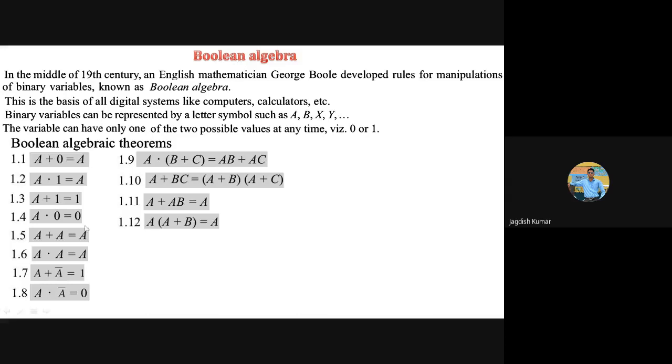Another theorem, the same theorem actually, where we change OR with AND and AND with OR. What will be the resultant? A and (A or B) will also be equal to A. Okay? There's another theorem, A or (A complement and B). A or (A complement and B) will be equal to A or B.